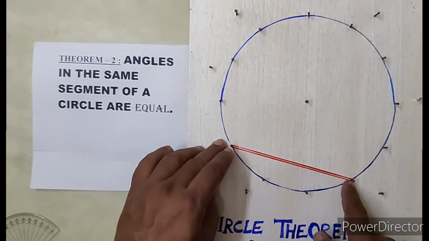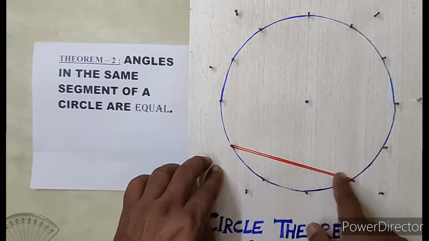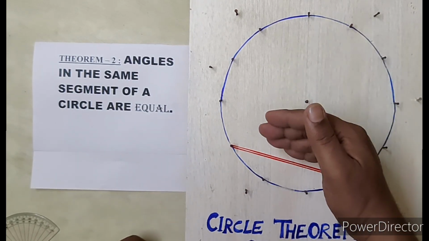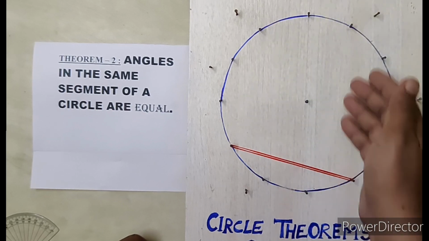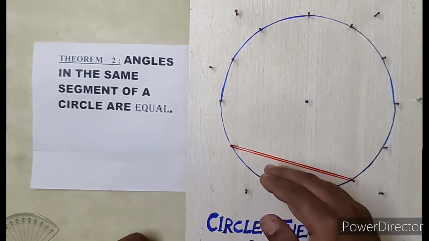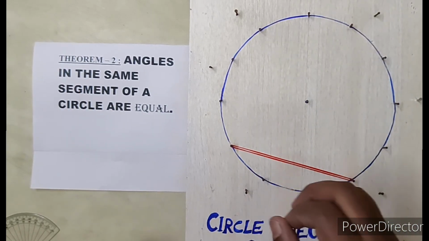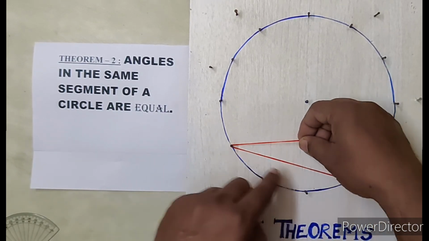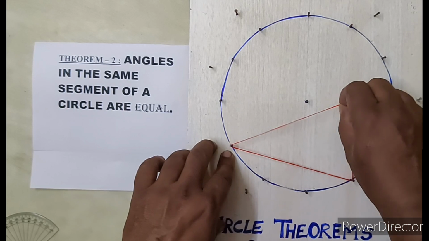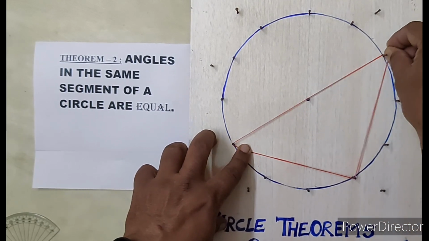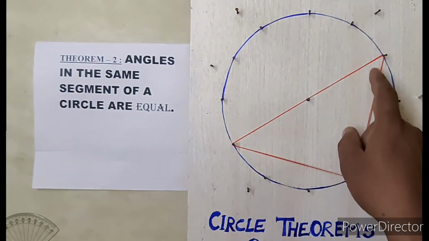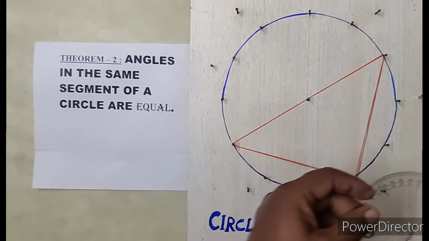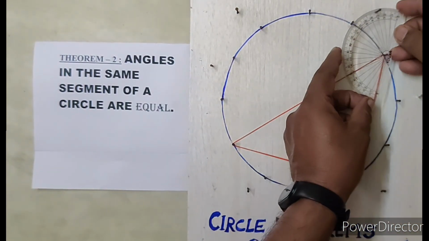If I have marked here, okay, this becomes a chord. Once a chord is there, the circle gets divided into two parts. This is a bigger one, so the major segment, and this is the smaller part, so this is the minor segment. The theorem says angles in the same segment of a circle are equal. So because of this chord, if I make angles anywhere in the major segment, I have got this angle. Let me measure it and see what value it will come to.